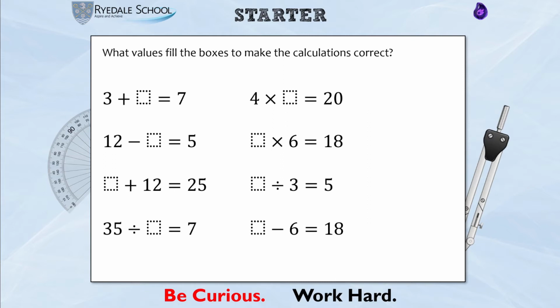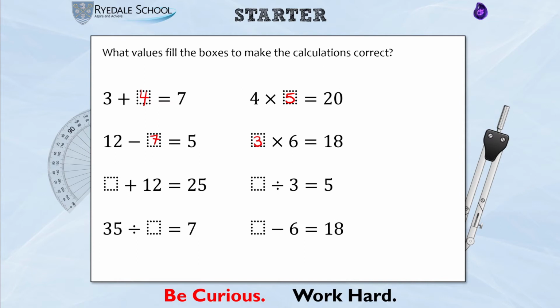So let's see how you've got on with these. 3 plus something equals 7. Well, that would be 3 plus 4 is 7. 4 times something is 20. Well, that would be 4 times 5. 12 take away something leaves 5. Well, if I take away 7 from 12, that would leave 5. Something times 6 is 18. 3 times 6 is 18.